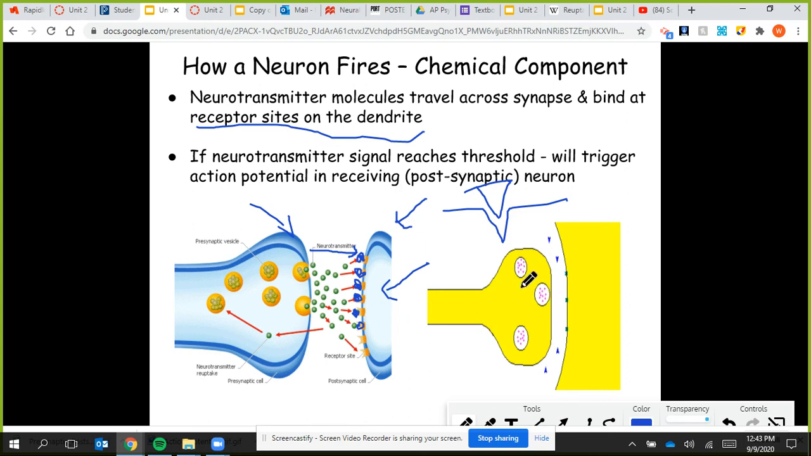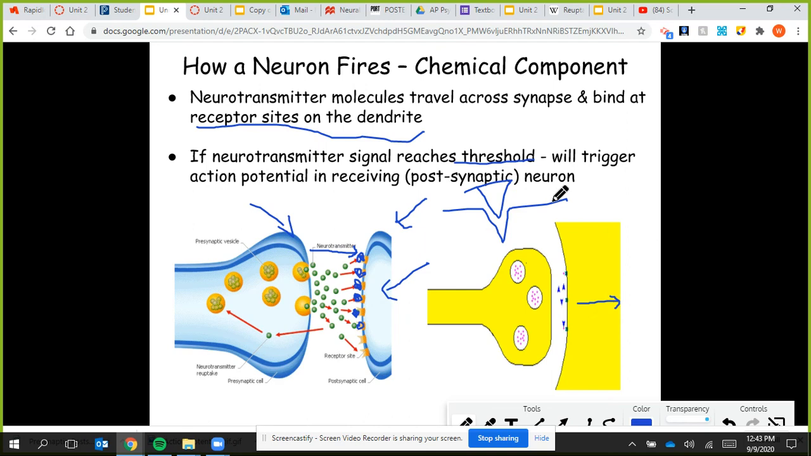It'll trigger an action potential. So this is where the two things that we've talked about, the electrical component and the chemical component, all come together. Okay, these chemical messengers: if the neurotransmitter signal reaches the threshold on the dendrite, then that'll trigger the action potential.